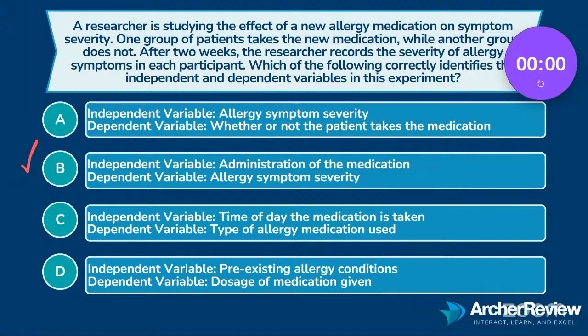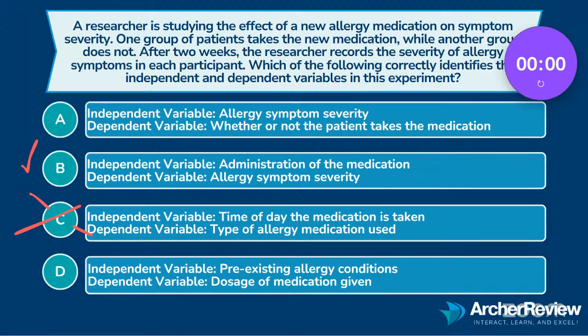Independent variable, time of day the medication is taken, dependent variable, type of allergy medication used. This is one where we can apply some good test taking strategies. When you get a passage like this on the TEAS, really look closely at, is there anywhere in there that it talks about the time of day? Is there anywhere in there where it talks about the type of allergy medication? If not, that's a red flag that that answer doesn't even apply because there's no mention of the time of the day and there's no mention of the type of the allergy medication. So even if you weren't certain on the independent and dependent variable, you could rule C out just based on the information you were given. Let's take a look at D.